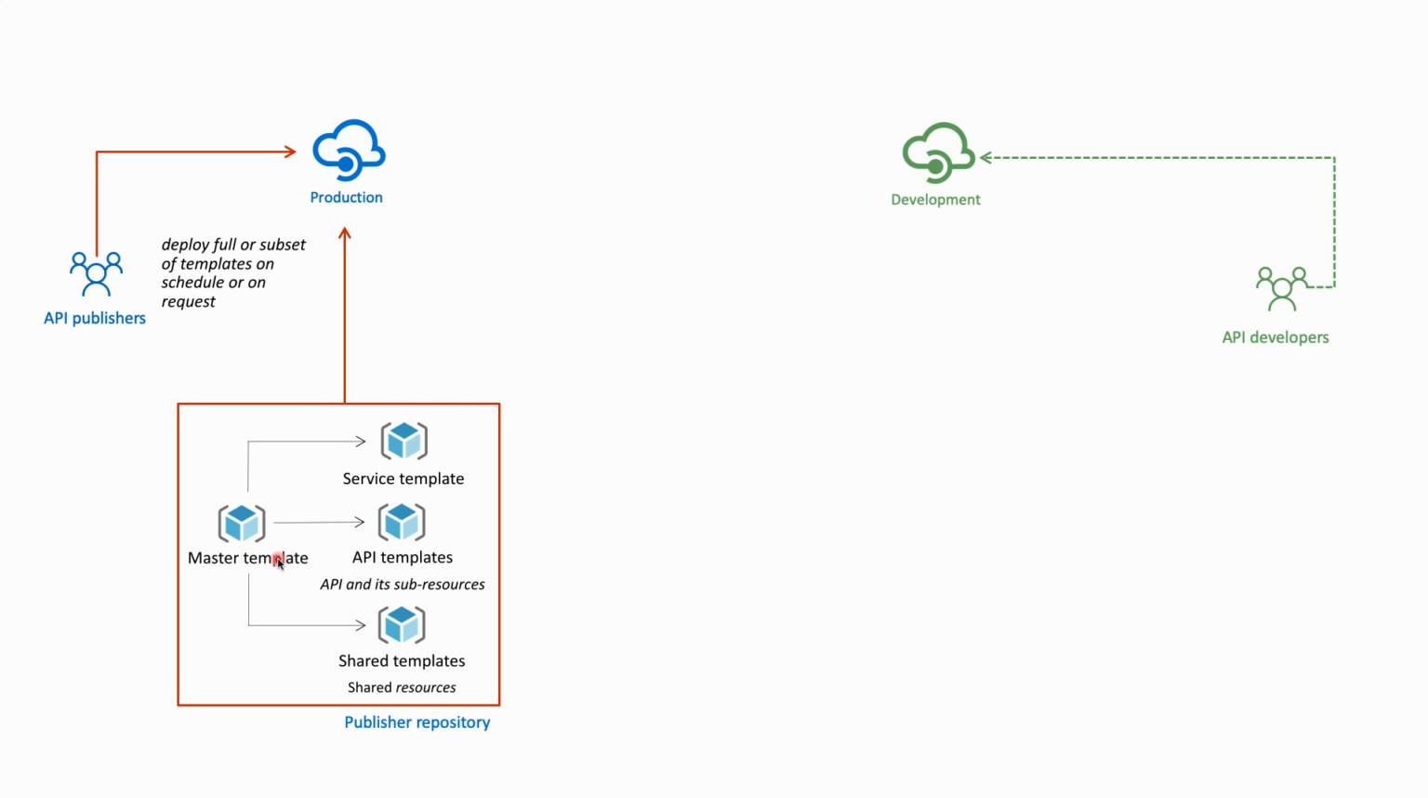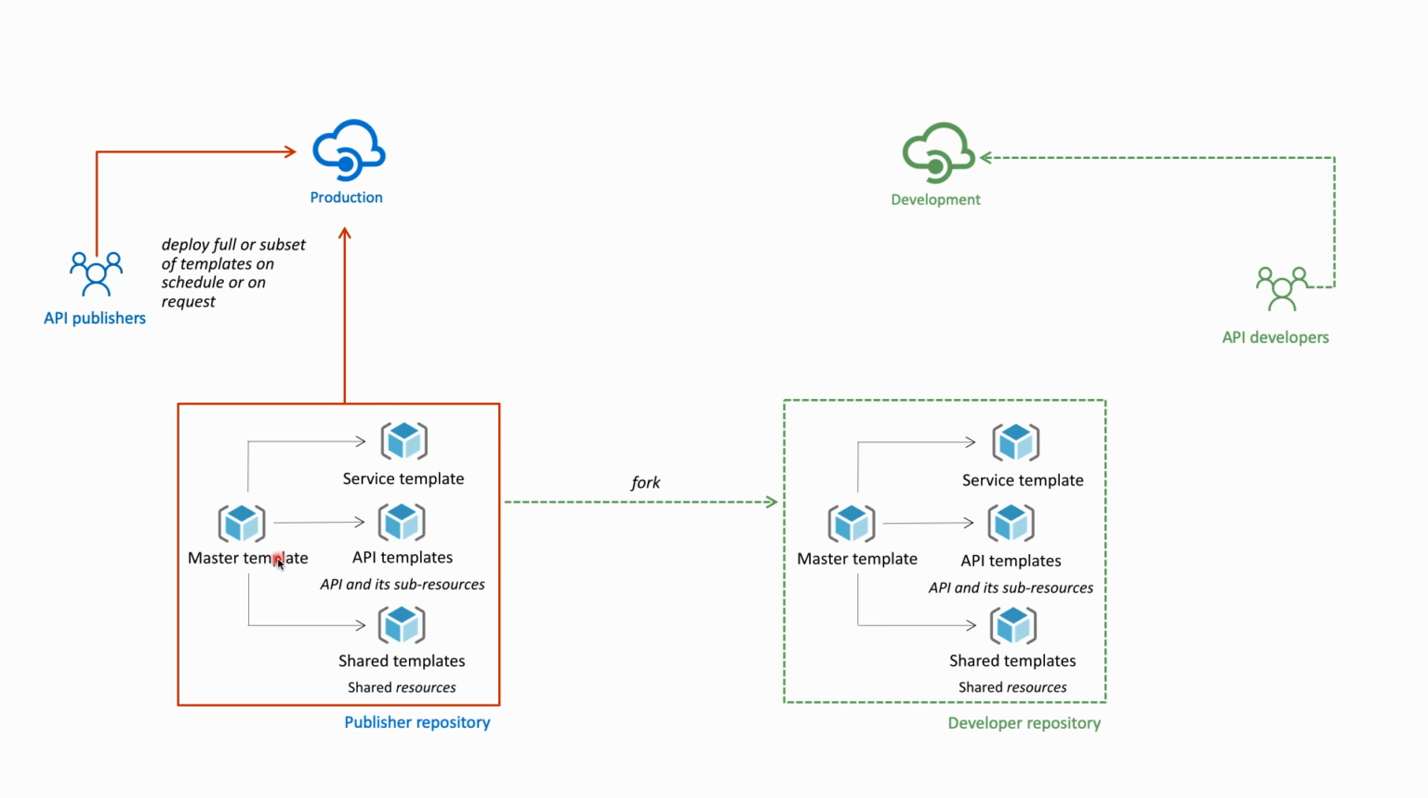And then for API developers, they will fork and clone my publisher repository into their developer repository. And then they can work on the templates for their APIs and deploy their APIs into the dev instance for testing, right? However, if we think about this approach, there are two challenges here.